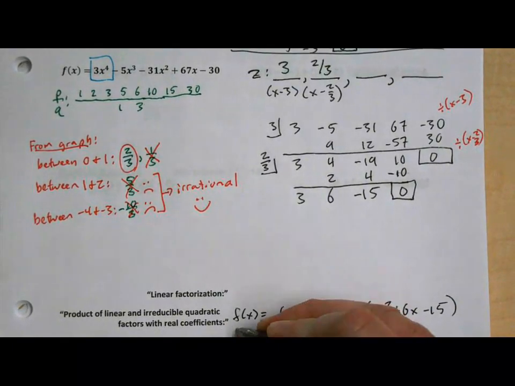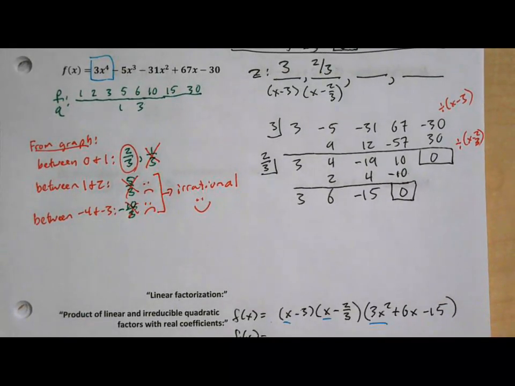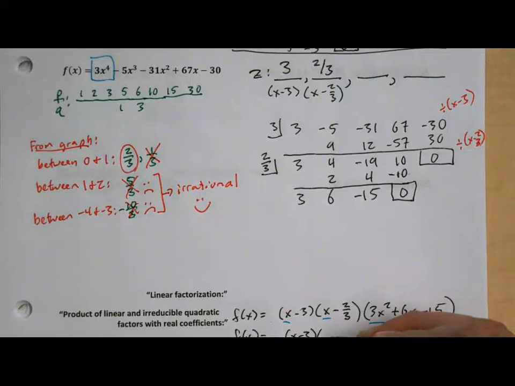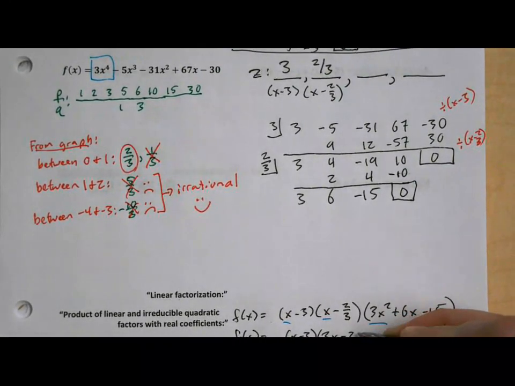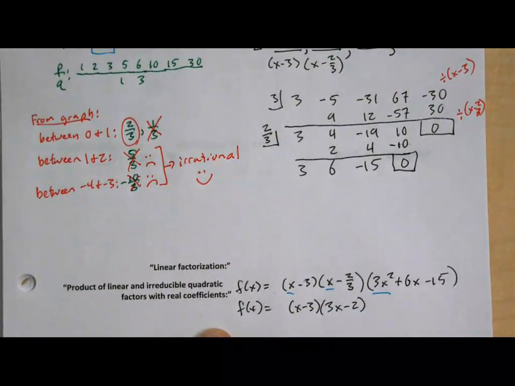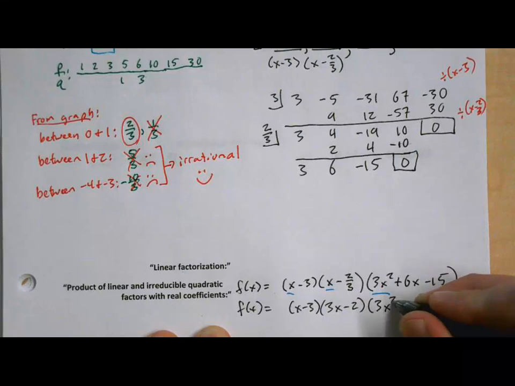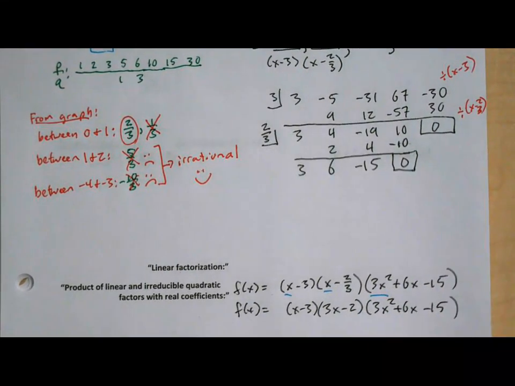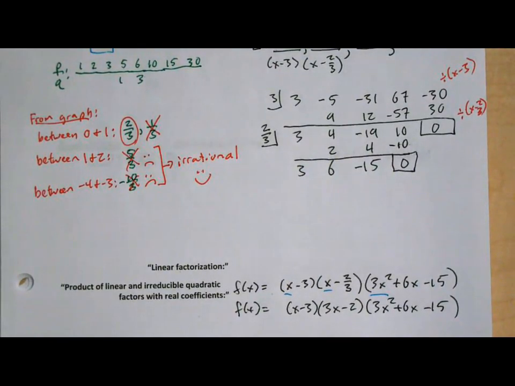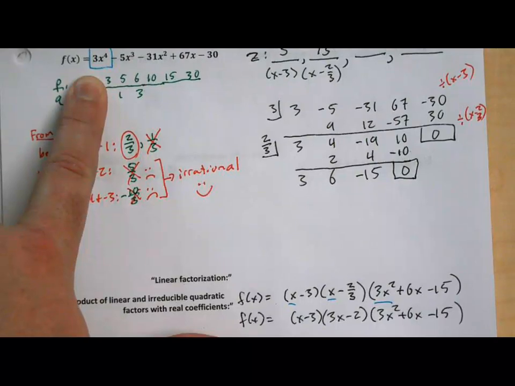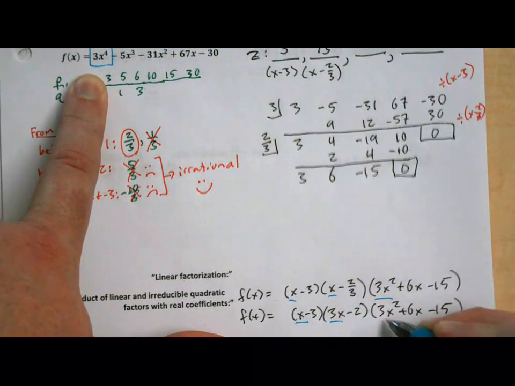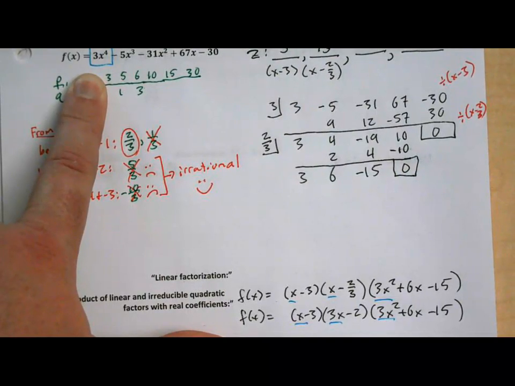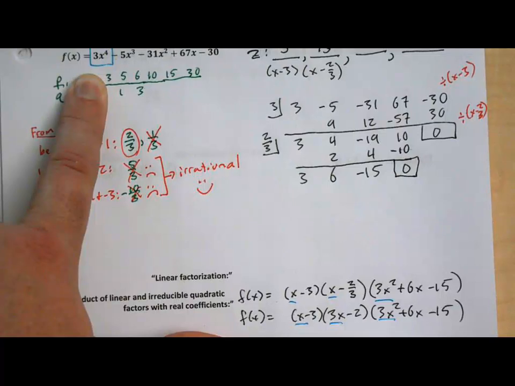Just for fun, if I had written this as x minus 3, and 3x minus 2, which would also have the same 0, and 3x squared plus 6x minus 15, that would be another way that I could write this factorization. Would I need to put anything out front for this? What would my lead coefficient be? We want it to be 3x to the fourth. Is it going to still be 3x to the fourth? I'm seeing 9x to the fourth. So what would I need to put out front for this one to make it work out? 1/3.